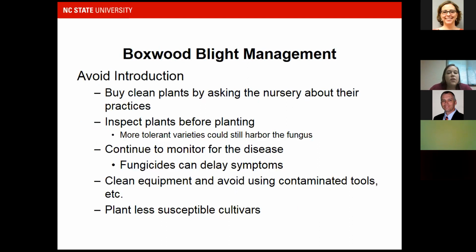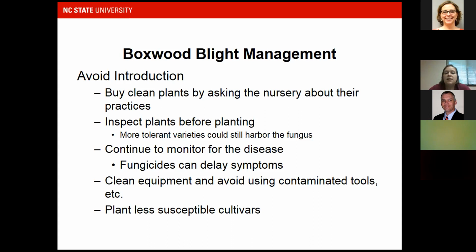The key thing for boxwood blight management is to avoid introduction. So buy clean plants by asking the nurseries about their practices, and inspect the plants before planting. Some more tolerant varieties could still harbor the fungus, so it's important to keep an eye on the plant after you plant it. Monitor for the disease. If it had been sprayed with fungicide in a nursery setting, that could delay the symptoms, but you still want to be scouting and keeping an eye on your plantings.